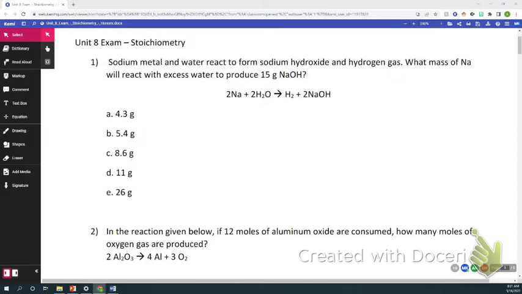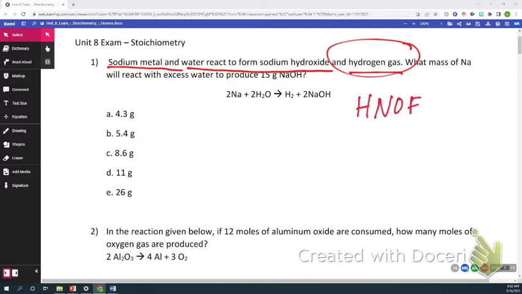So number one, if you look at number one here, it says sodium metal. So sodium metal and water react to form sodium hydroxide and hydrogen gas. Notice something, when they say hydrogen gas, kind of like what I talked about, right? Hanaf-Kobri. These elements, Hanaf-Kobri, one second.